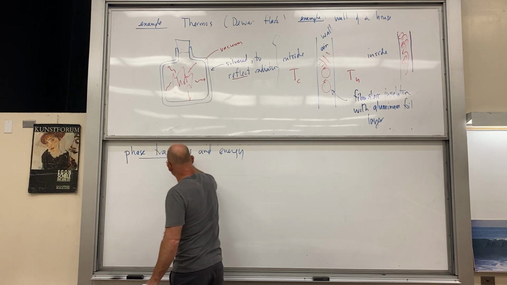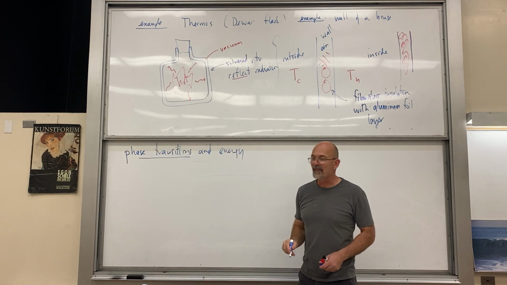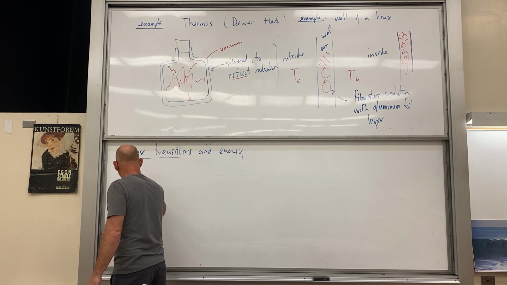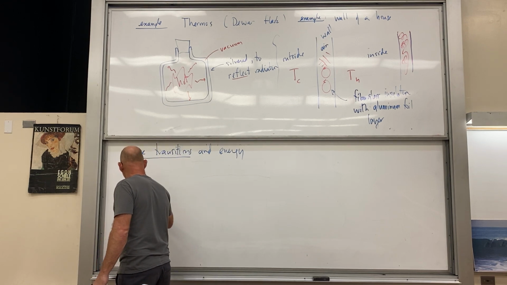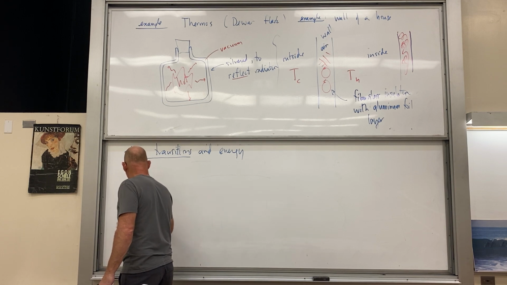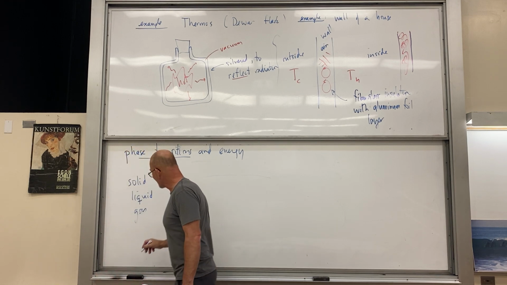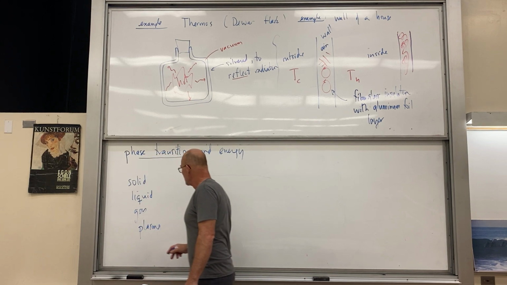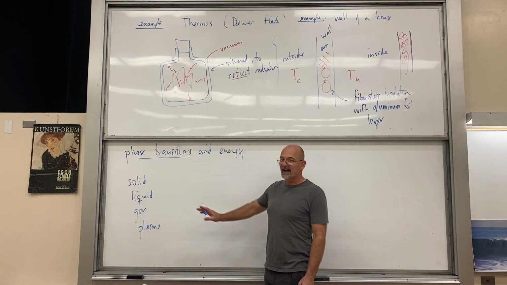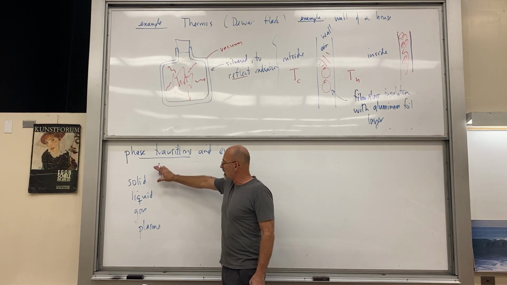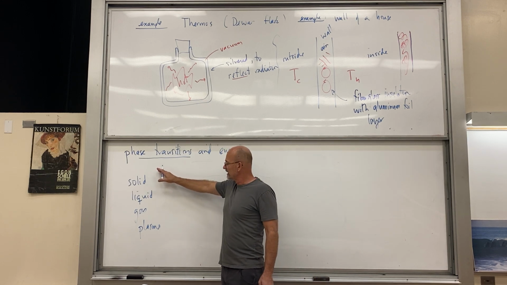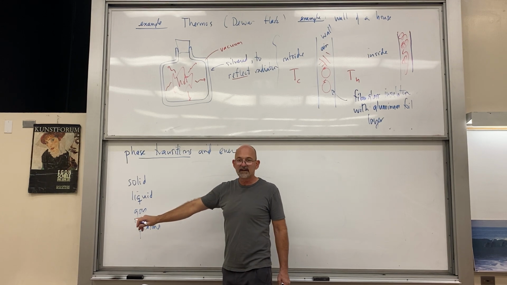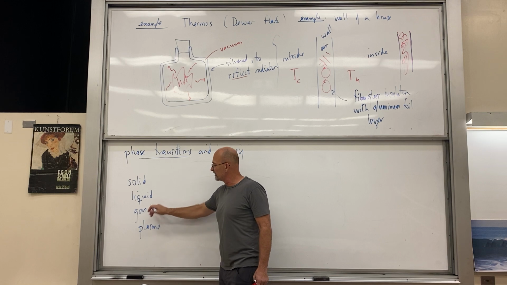So what is a phase transition? We're talking about the phases of matter. So the phases of matter: solid, liquid, gas. And there's a fourth phase referred to as a plasma. So let's just take a piece of ice, for instance, solid water, ice, that's a solid. You melt it, it's a liquid. You boil it and vaporize it, it turns into a gas.